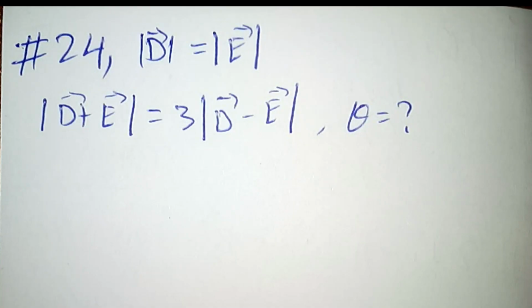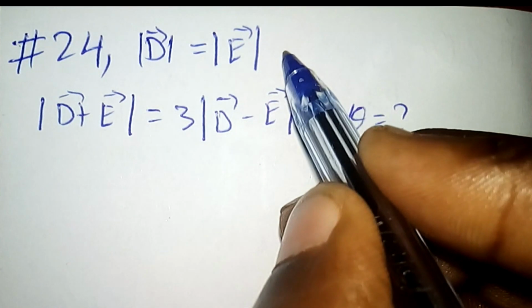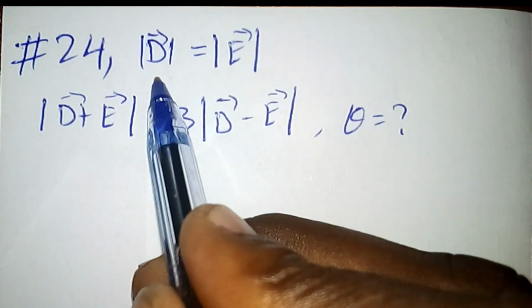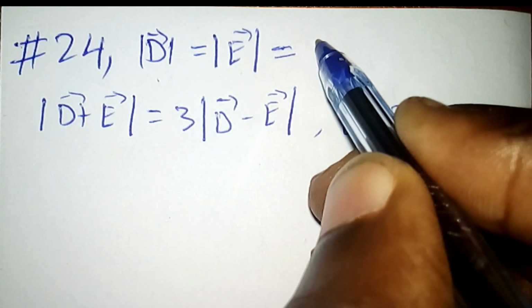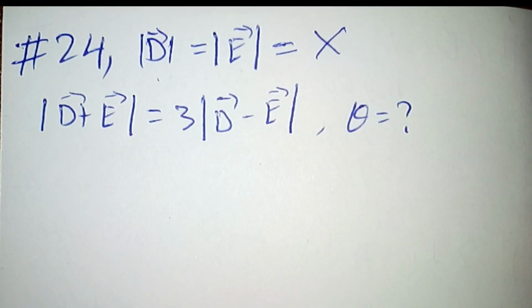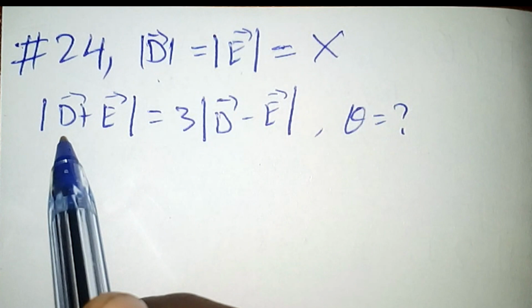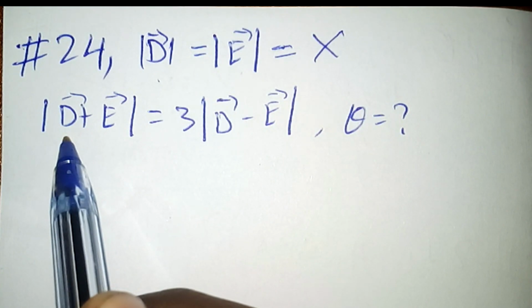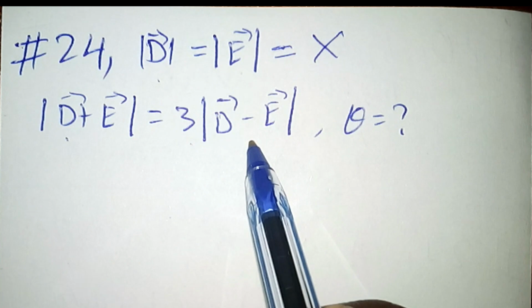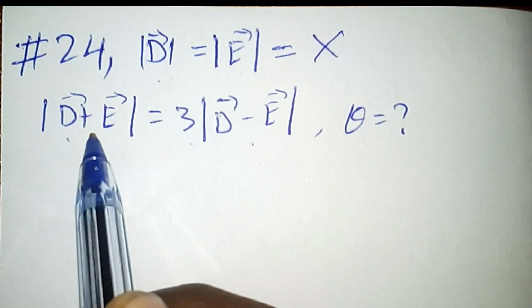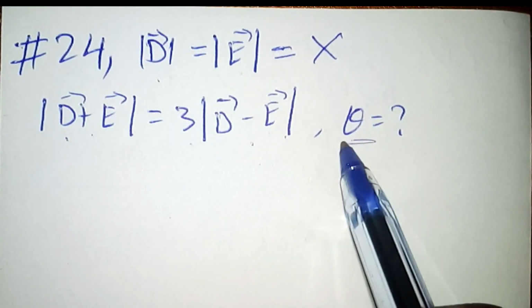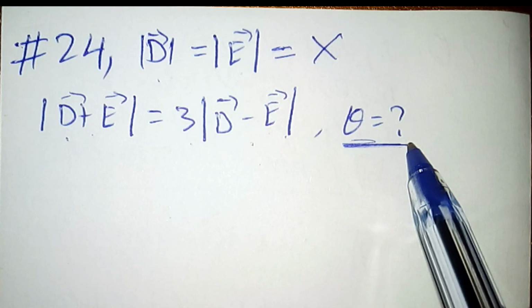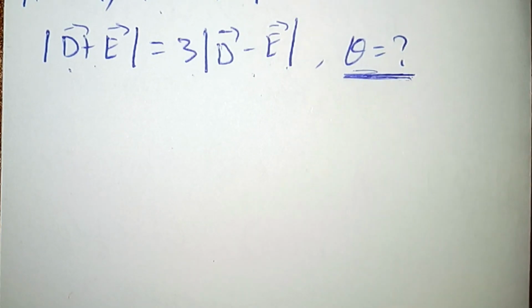Okay, this question requires the angle between vector D and E. Vectors D and E have equal magnitude. That means the magnitude of vector D is equal to the magnitude of vector E. Let's substitute with some number, say x. They have equal magnitude x, and the magnitude of the sum of the two vectors is 3 times the magnitude of the difference of the vectors. That means the magnitude of D plus E is equal to 3 times the magnitude of D minus E. Then what is the angle theta, the smaller angle between the two vectors D and E?